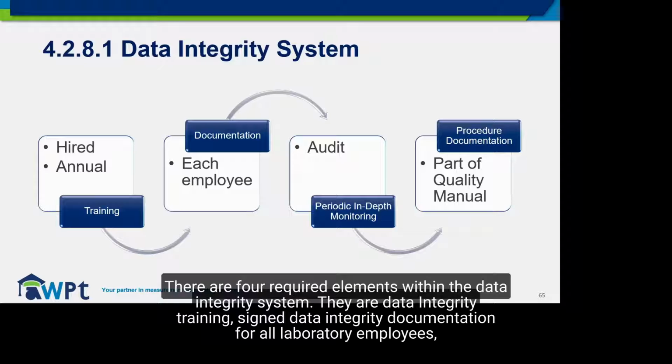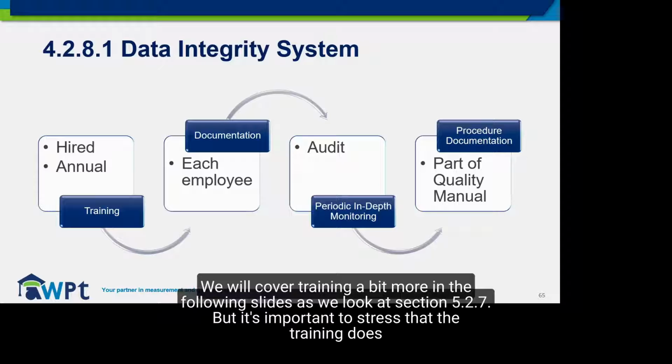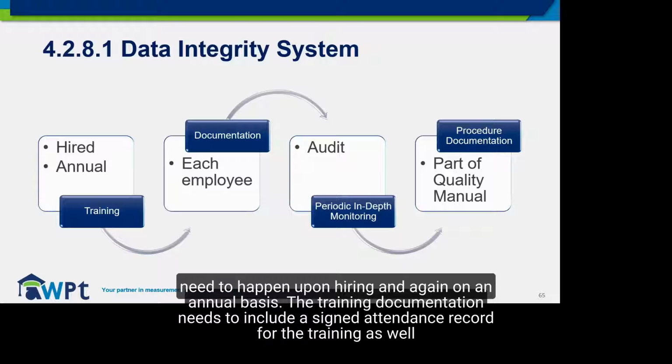There are 4 required elements within a data integrity system. They are data integrity training, signed data integrity documentation for all laboratory employees, periodic in-depth data monitoring, and data integrity procedure documentation. The data integrity procedures shall be signed and dated by top management. We will cover training a bit more in the following slides as we look at Section 527, but it's important to stress that the training does need to happen upon hiring and again on an annual basis.